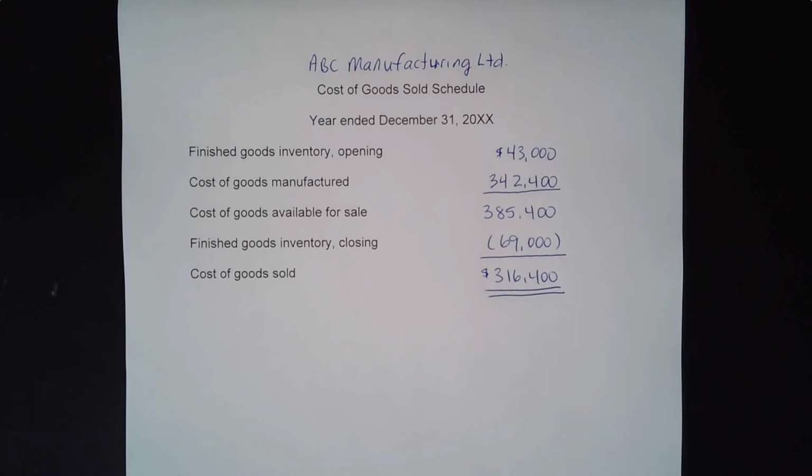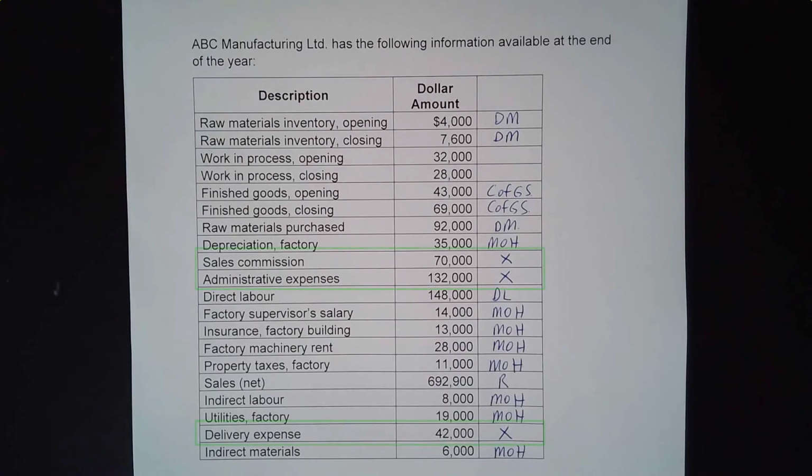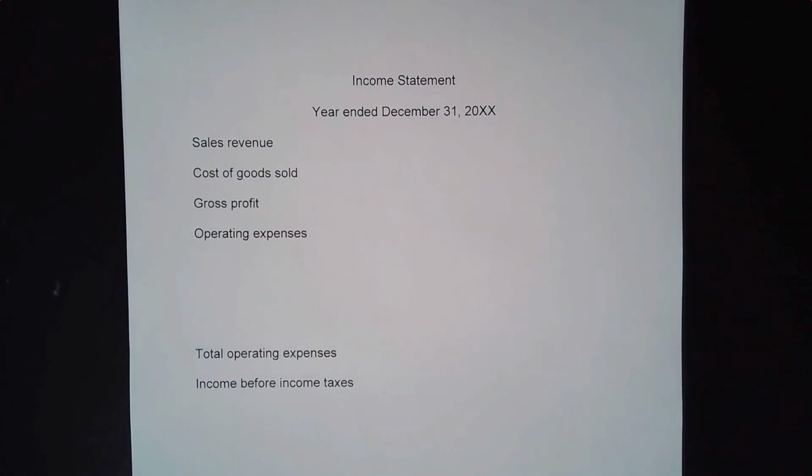For that income statement, we're going to need our period costs. You can see our period costs are denoted with X's. And we also need our revenue, which is denoted with an R. So from this listing, we're going to use our sales commission of $70,000, administrative expenses of $132,000, delivery expense of $42,000, and sales revenue of $692,900. We start our income statement with the company name, ABC Manufacturing Limited. Then the name of the statement, income statement, and the date, year ended December 31st, 20XX.